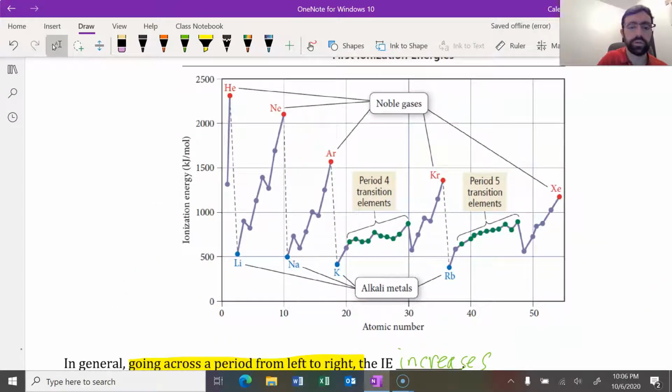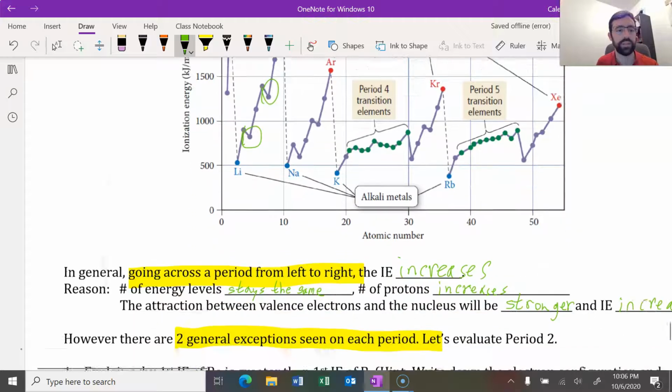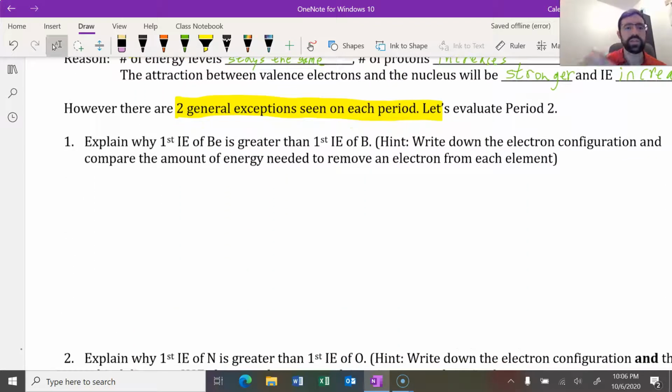So period 2 is represented by that curve. You notice that mostly we're going up, but there are 2 noticeable exceptions. We have a dip right here. We have a dip right there. Let's talk about what those are. It's the 3rd and the 6th element. Let's compare them.